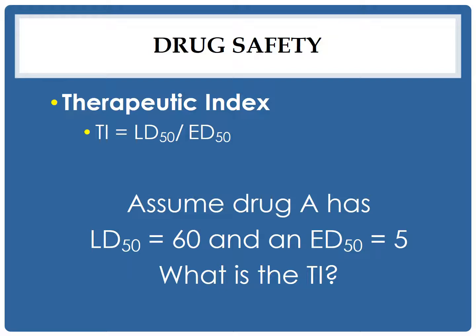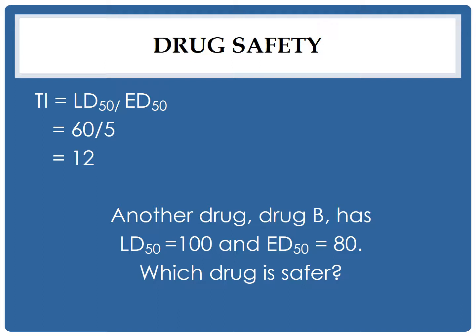A helpful way to talk about a drug's safety is to consider its therapeutic index, or TI. This is defined as the LD50 divided by the ED50. For example, assume a drug, we're going to call it drug A, has an LD50 of 60 and an ED50 of 5. You can calculate the TI for drug A. To calculate that therapeutic index, you divide the LD50 by ED50, so that in the example from the previous slide, that's 60 divided by 5, or 12. So the therapeutic index is 12 in this case.